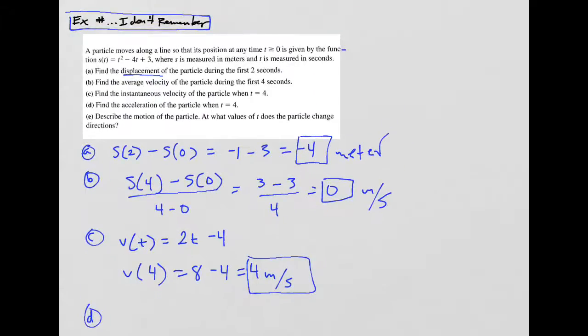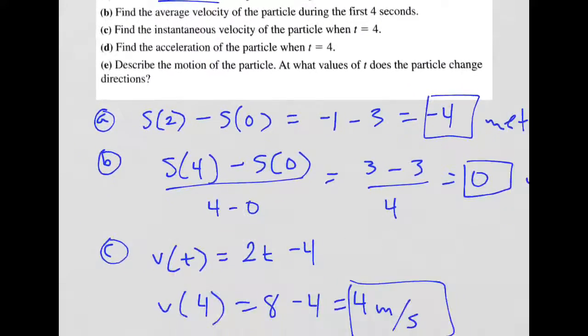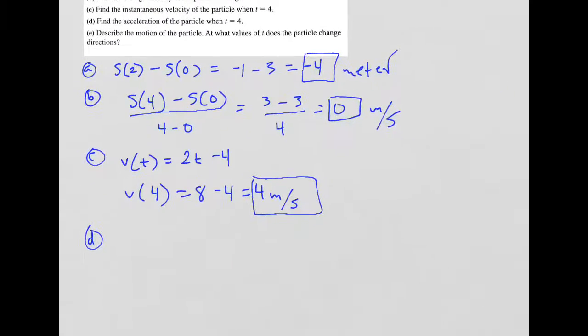Part D, what is part D? Find the acceleration of the particle when t equals 4. Okay, same thing, I just take the derivative of that, v of t, v prime of t, or a of t. Remember, derivative of velocity is acceleration. That would be 2, and it's a constant acceleration. So, and then we have meters per second squared. Those are the units.